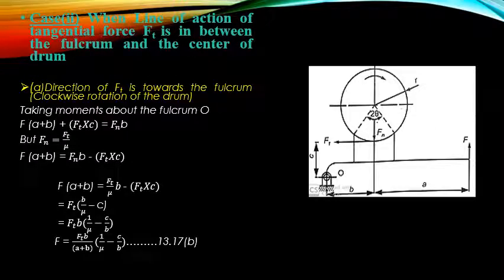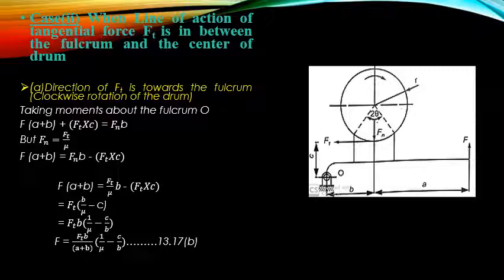Now case 2. Case 2 is whenever the line of action of the tangential force Ft is in between the fulcrum and the center of the drum. That means the fulcrum is at some distance c from the tangential force Ft, denoted by c in this diagram, as you can see. So Ft is now in between the fulcrum and the center of the drum.